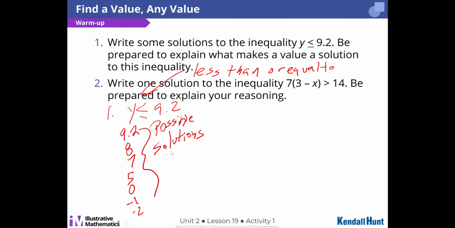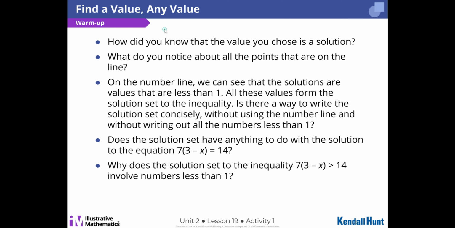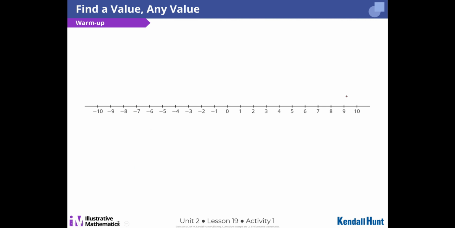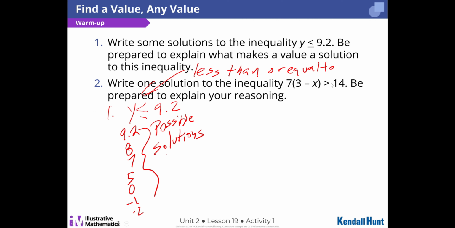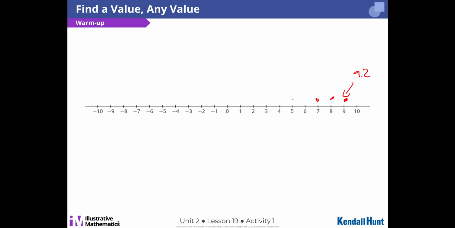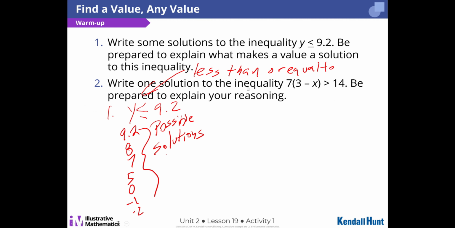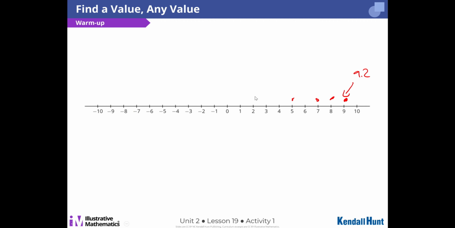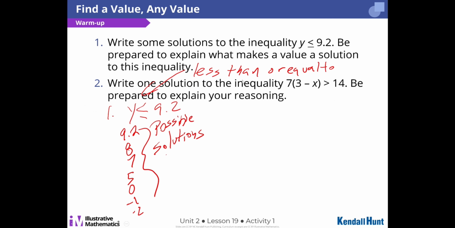Okay, let's put those on the number line. Oops, other way. So 9.2 is approximately here. Here's 9.2. So we said 8, 7, 5, 0, -1, and -2. And take note, all these are to the left of 9.2, meaning they're less than. We'll go back to that slide in a second.